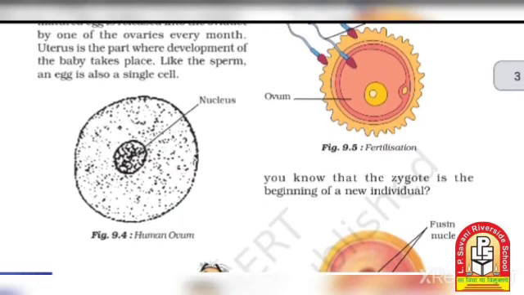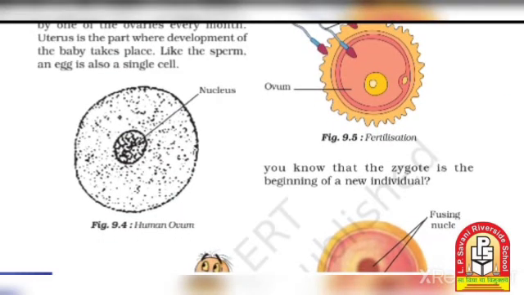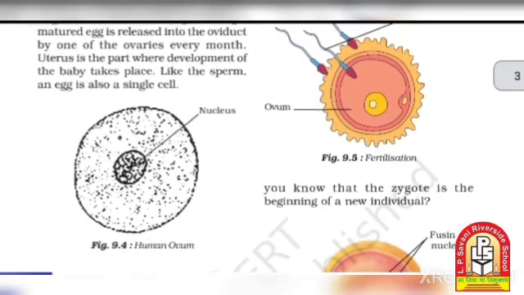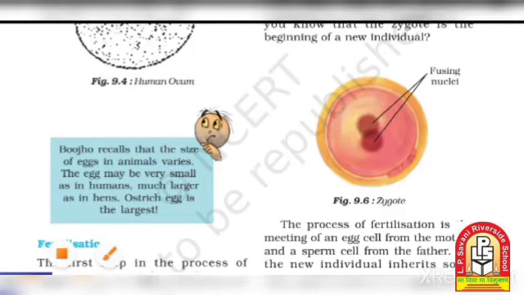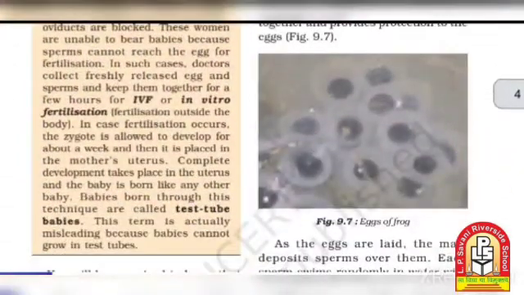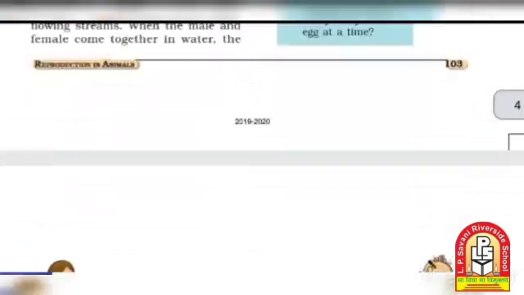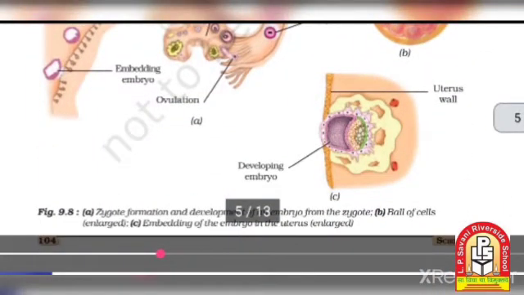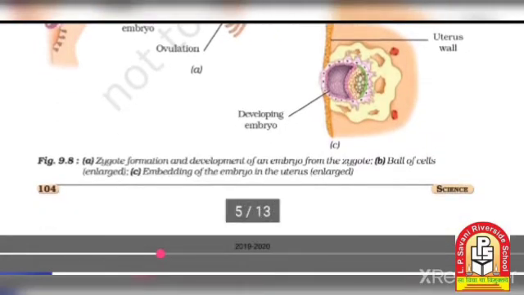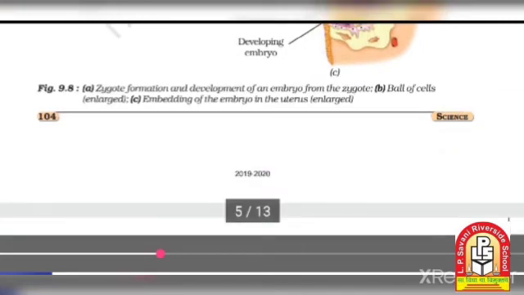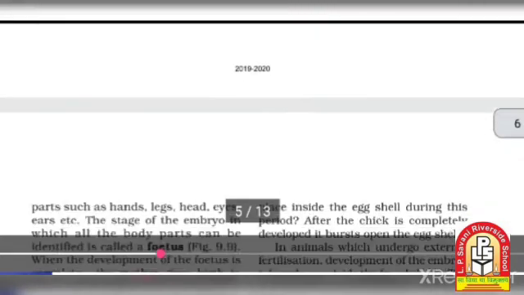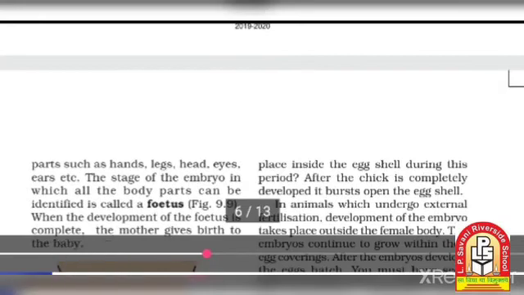So here you can see that this is the human ovum. By using that, the human will produce his child, and this is the fertilization process. And then after, zygotes, then you have to learn about the eggs of frogs, then ovulation and development of the embryos into the child in the mother, and the zygote formation and development of the embryos from the zygotes and ball of cells. So these kinds of most important topics you have to learn from this chapter.